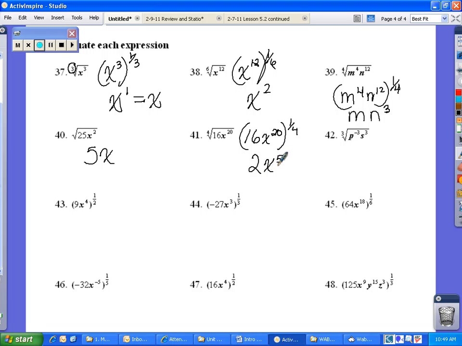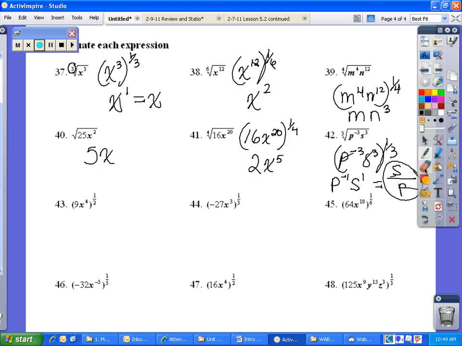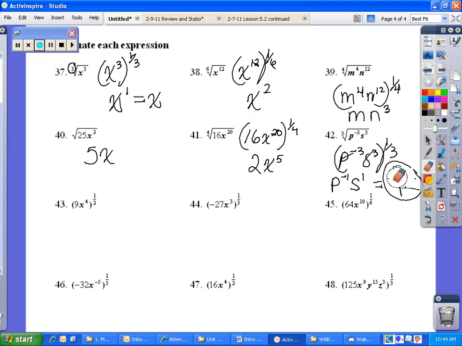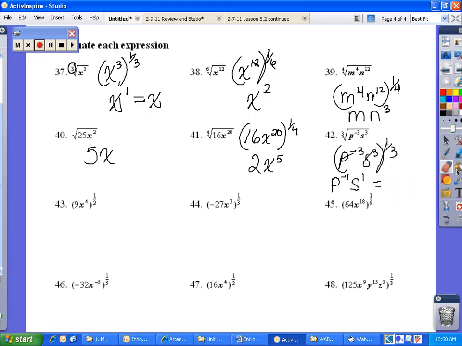So the 4th root of 16 is 2, and then 20 times 1/4 is 5, so that's x to the 5th. For number 42, again, you want to raise p to the -3rd, s to the 3rd. Both of those need to be raised to the 1/3 power. So when you multiply, that's p to the negative first, and s to the first. Since p is negative, that means you're going to leave s on top, and p goes to the bottom, so s over p.